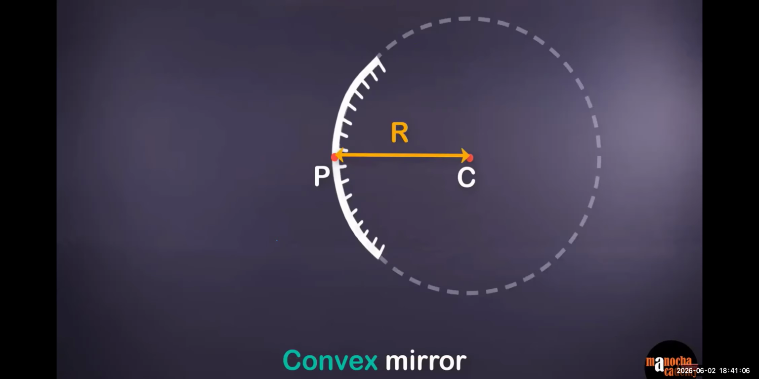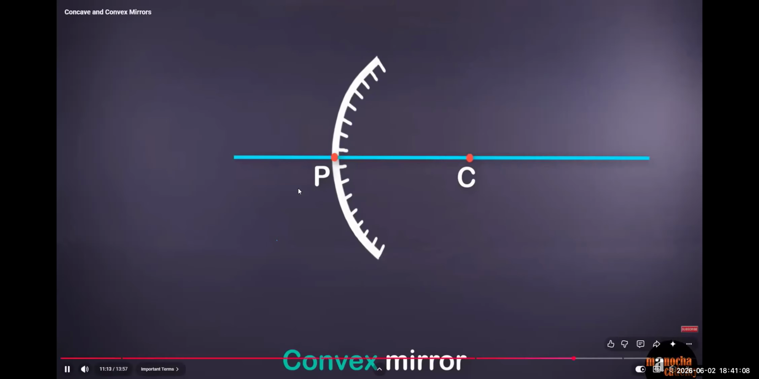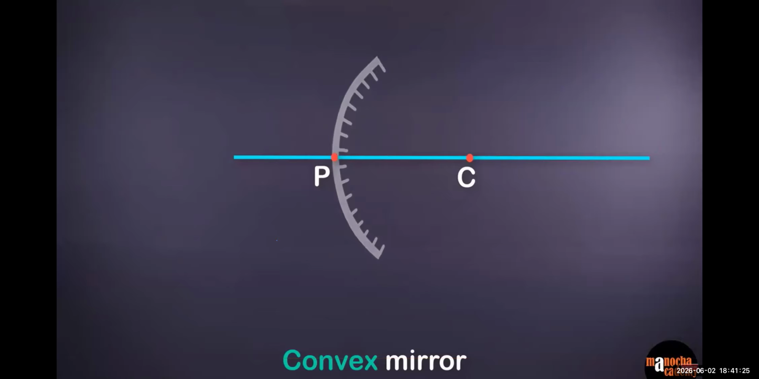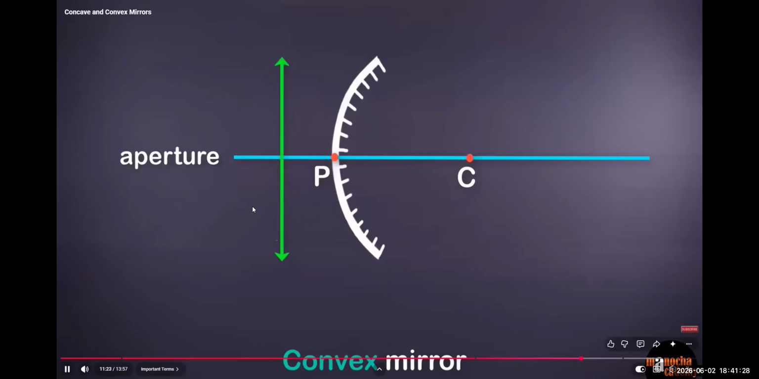The straight line passing through the center of curvature and pole is called the principal axis. What is this line? Principal axis. The portion of the mirror where the reflection of light takes place is called the aperture, represented by MM dash here. Remember, the convex mirror is a diverging mirror.